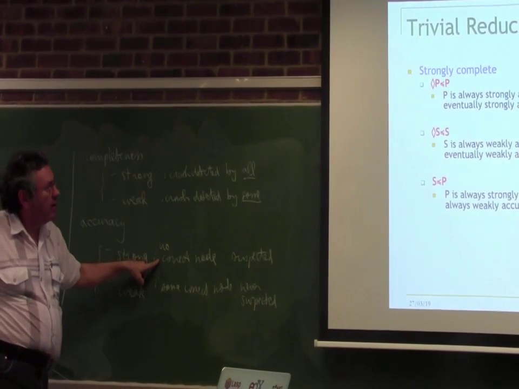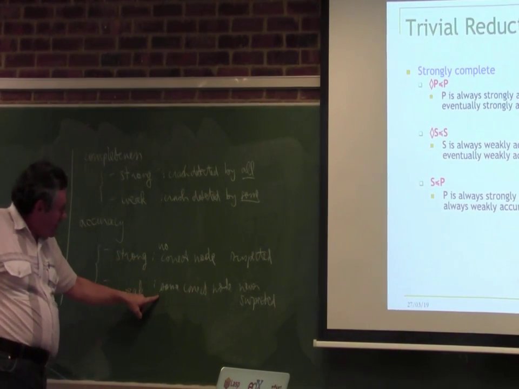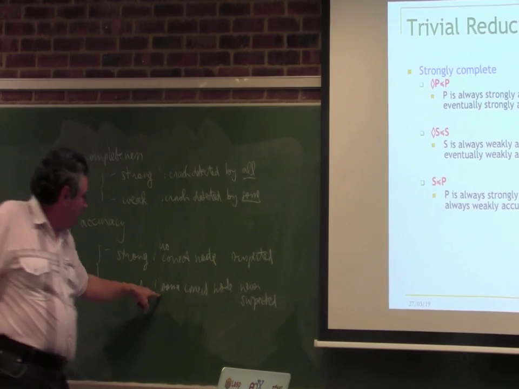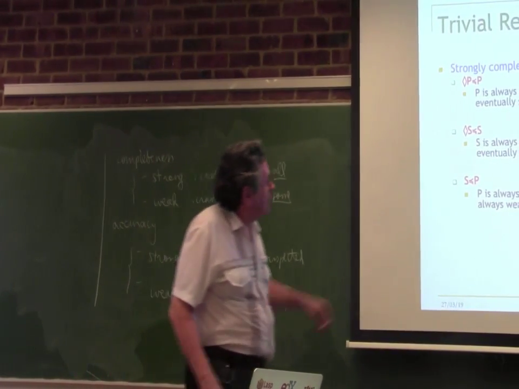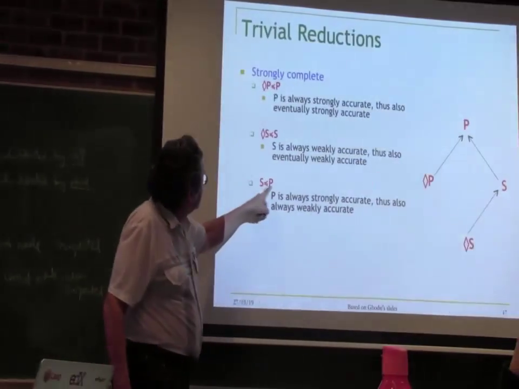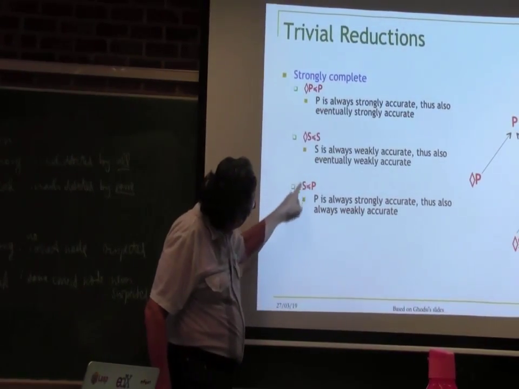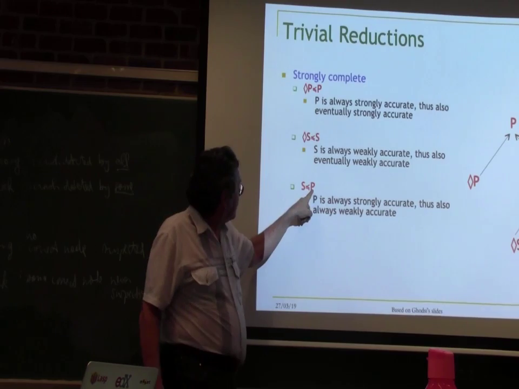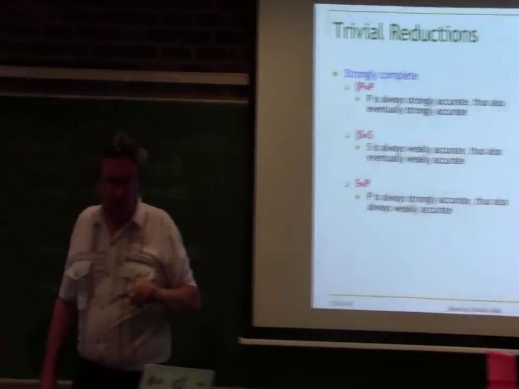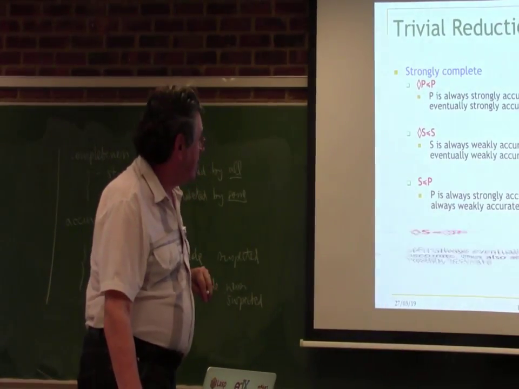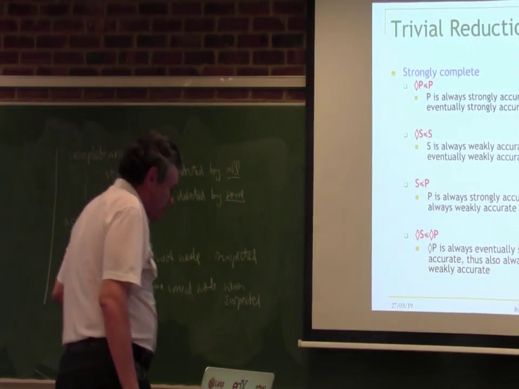at all. Okay? But S is allowed to make mistakes with everybody except for one guy. So S can be reduced to P, because S makes some mistakes, P never makes any mistakes. So we can reduce S to P. And we can also reduce eventually S to eventually P.